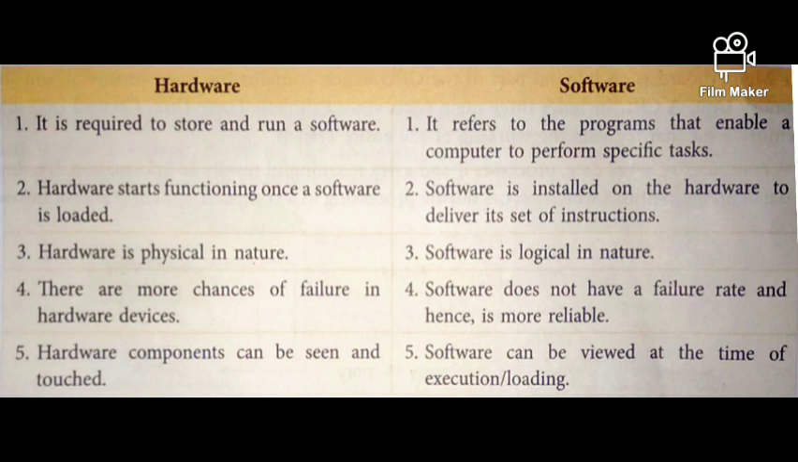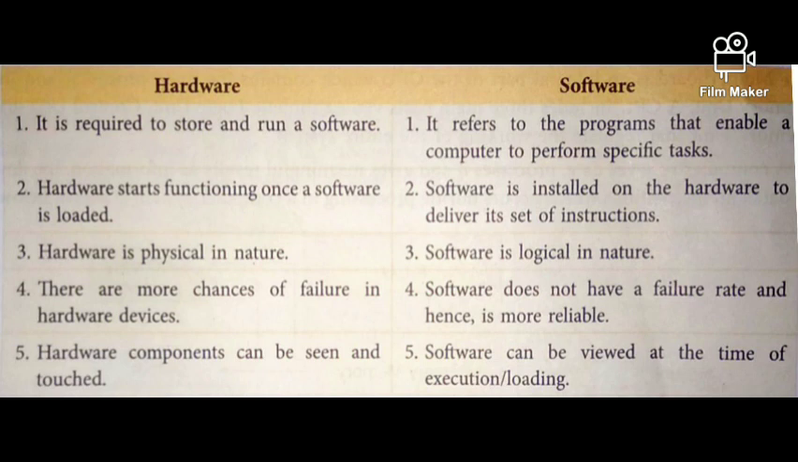This answer you will find on page number 3, where the difference between hardware and software is given. The points mentioned: it is required to store and run software. It refers to the programs that enable a computer to perform a specific task. Point number 2, hardware starts functioning once software is loaded. Software is installed on the hardware to deliver its set of instructions. Hardware is physical in nature.